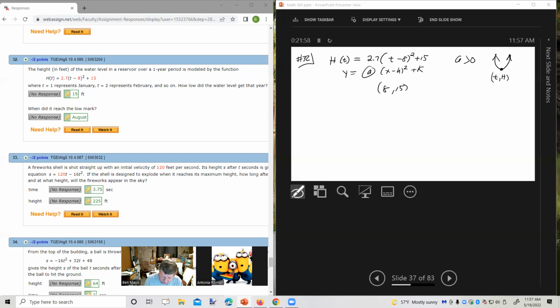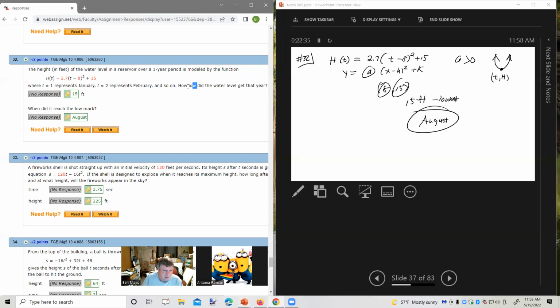All right. So how low did the water level get that year? 15 feet. That's lowest. When did that happen? The 8th month: January, February, March, April, May, June, July, August. Then that's where your answer is: 15 feet in August. All right? Okay, thank you. That makes sense? Yes.